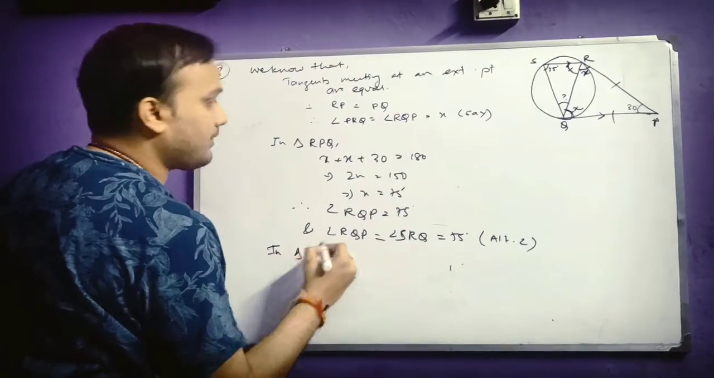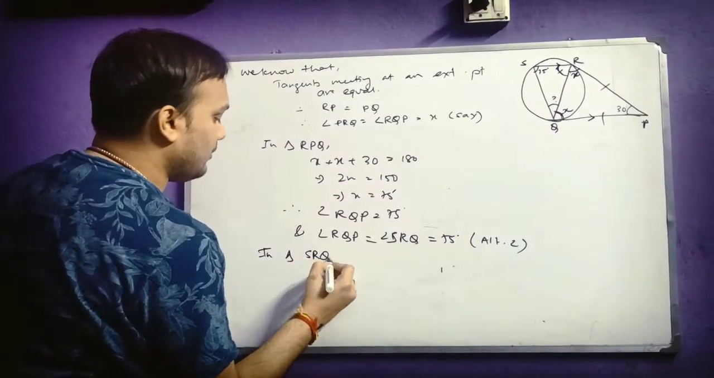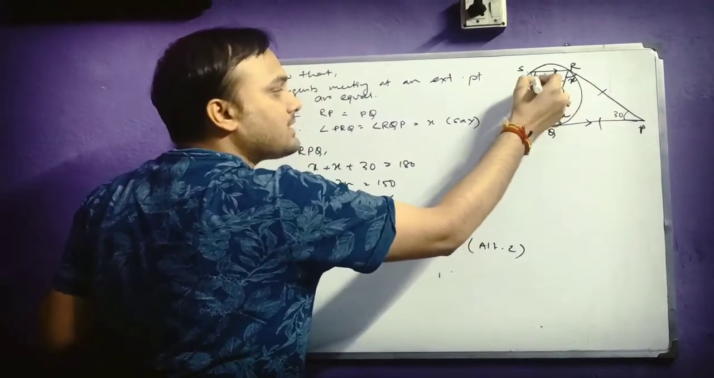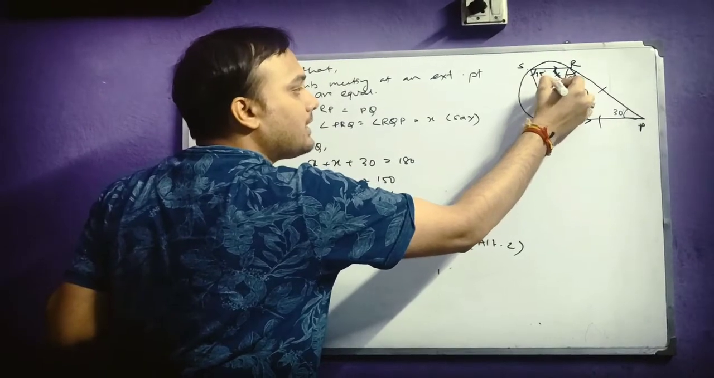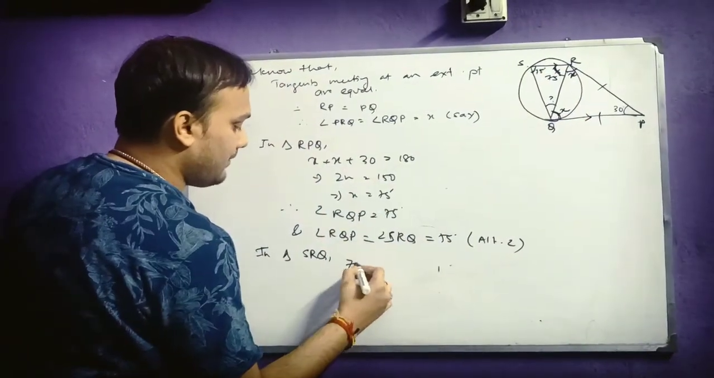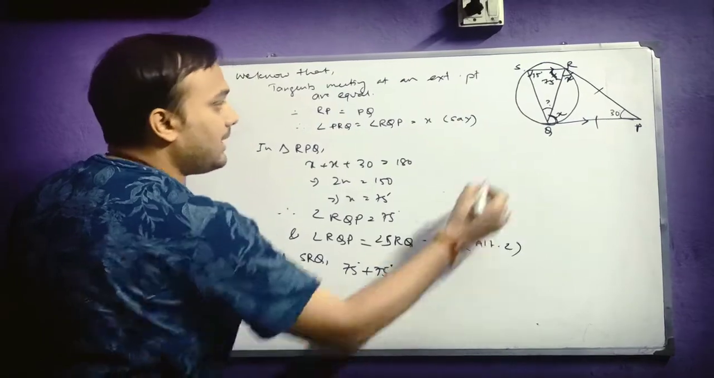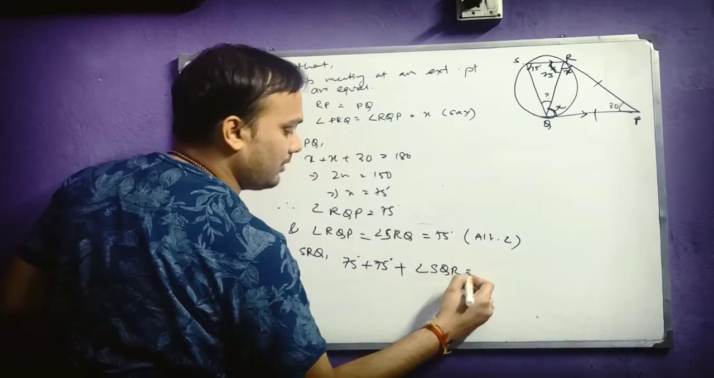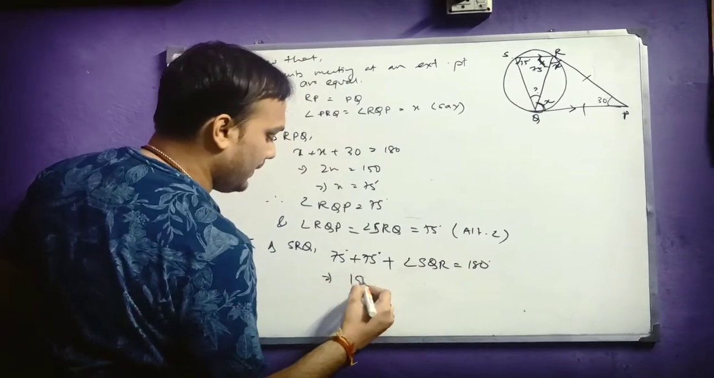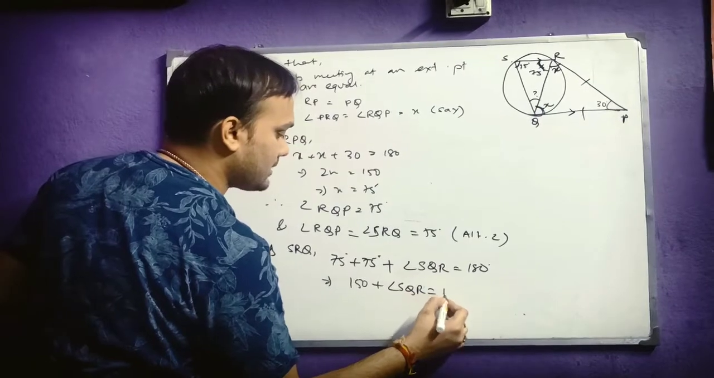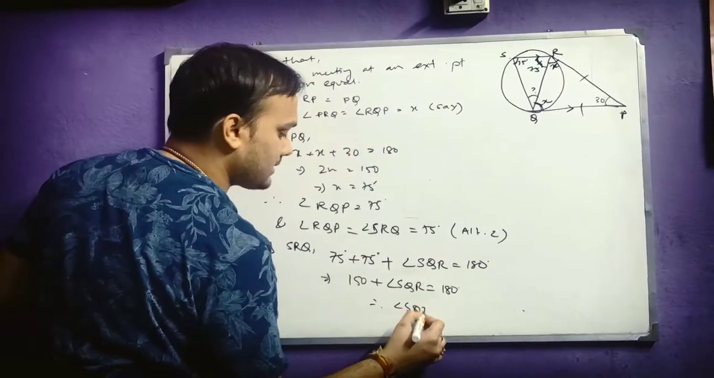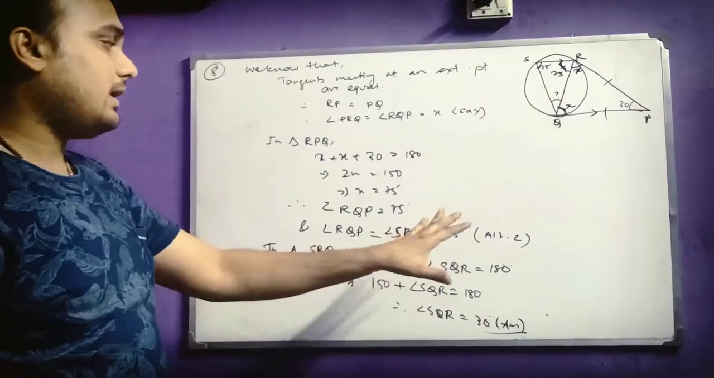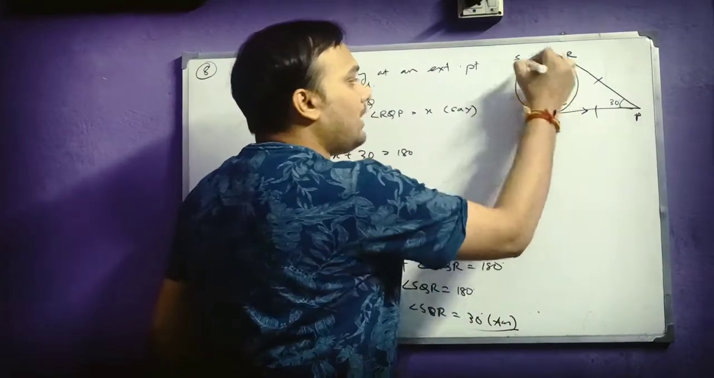Now we will take triangle SRQ. In triangle SRQ, so what we have inside the triangle SRQ, RSQ is already 75 degree, and SRQ we have already found here 75 degree. So we can write 75 degree plus 75 degree plus angle SQR, which we are required to find here, equals to 180. So 150 plus SQR equals to 180. So this will give us SQR equals to 30 degree, answer. So in this way we can find this angle SQR is 30 degree.